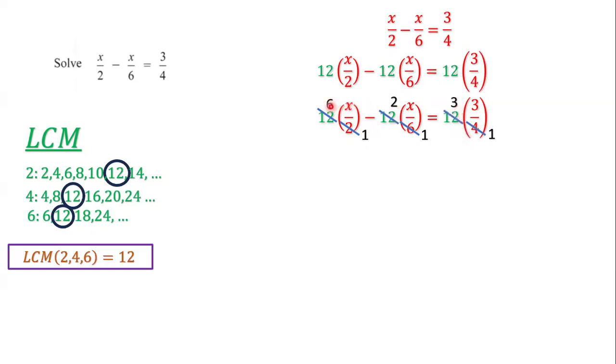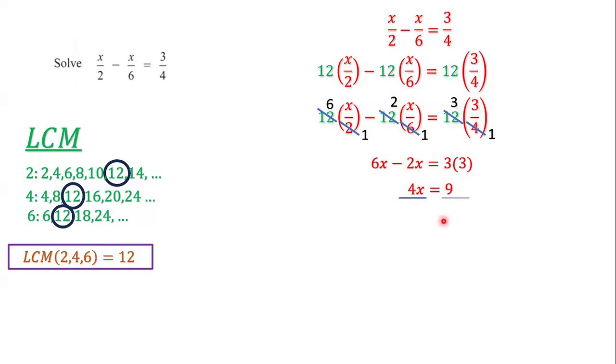And so we have 6 times x, and 6 times x is definitely 6x. We have 2 times x, and 2 times x is definitely 2x. And we have 3 times 3, which is right here. 3 times 3 is definitely 9. All right, so that's why we have 3 times 3 here is 9. And 6x minus 2x is equal to 4x. And so we have 4x is equal to 9.